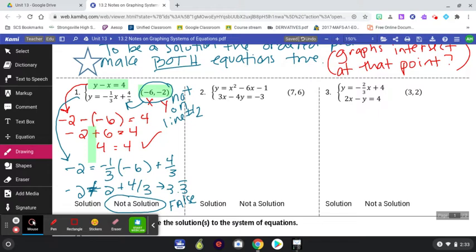If it's not on the second line, then certainly the two equations cannot intersect each other at that point. These two equations do not have the point -6, -2 in common. Your job will be to do problems 2 and 3.